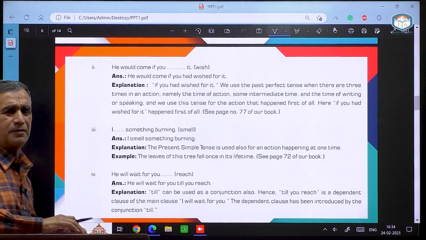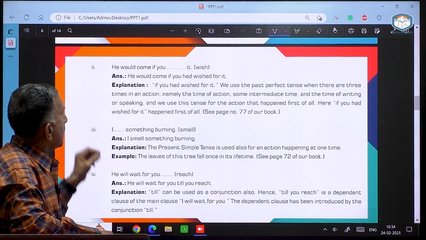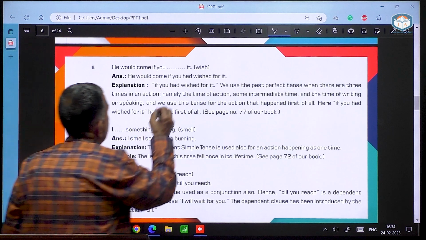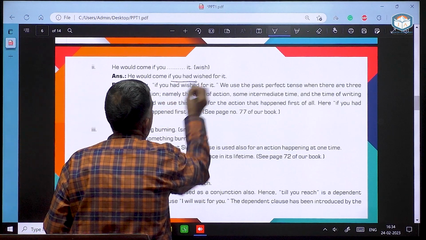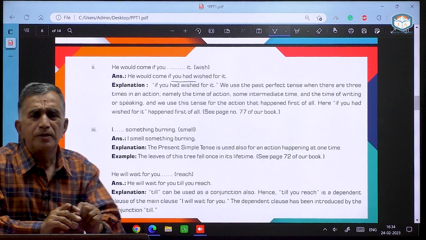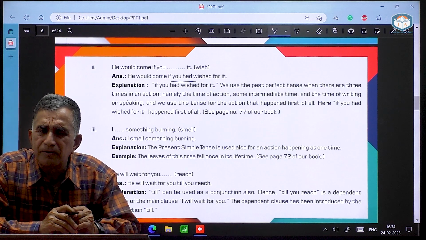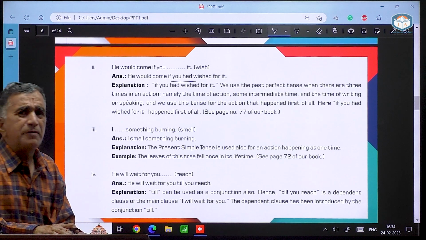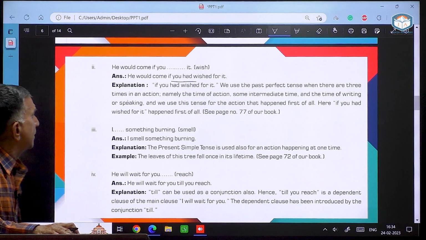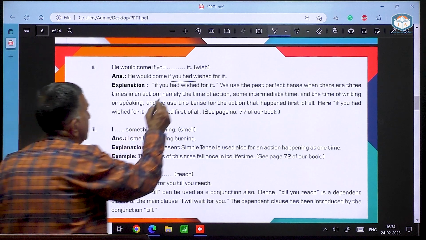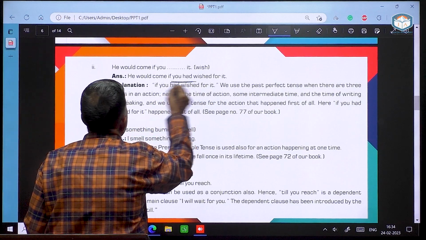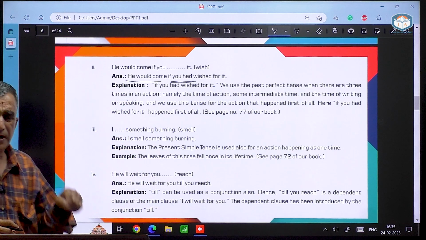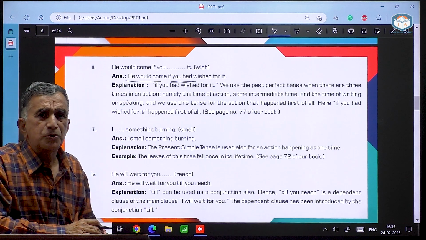Next is slightly difficult. He would come if we had wished for it. We have used the past perfect tense here. The use of past perfect tense is there when there are three times: time of action, some intermediate time, and time of writing or speaking. So what would happen?